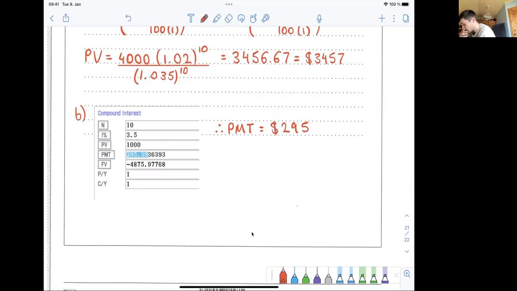Okay, there we go. And I didn't talk about this bit here, but the P/Y is payments per year. Okay, so that's one. And C/Y is the compounding periods per year. Okay, so both of them stayed as one.